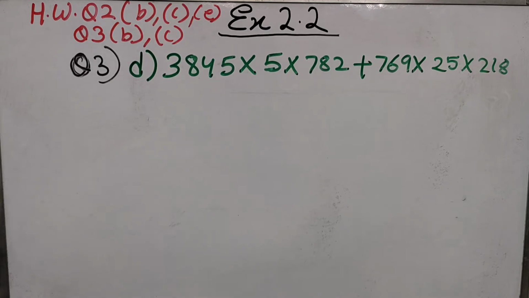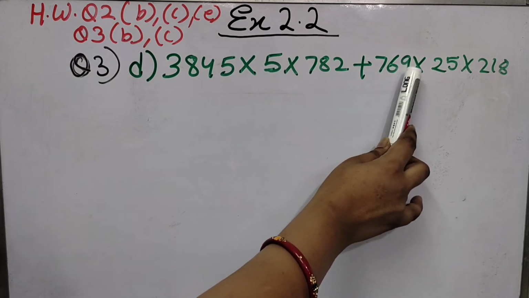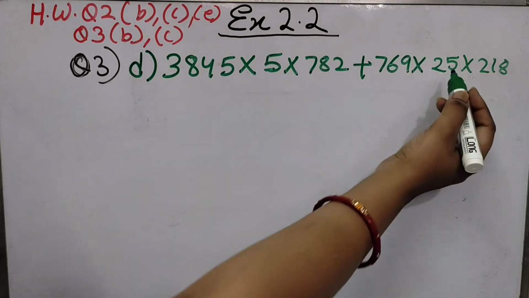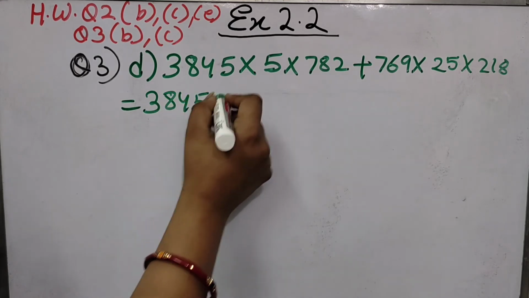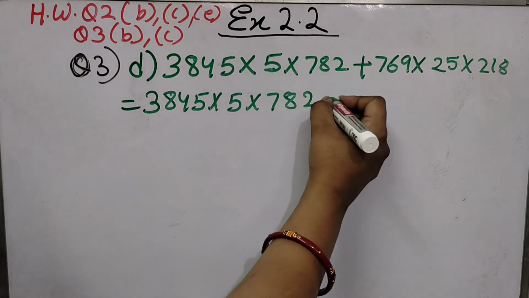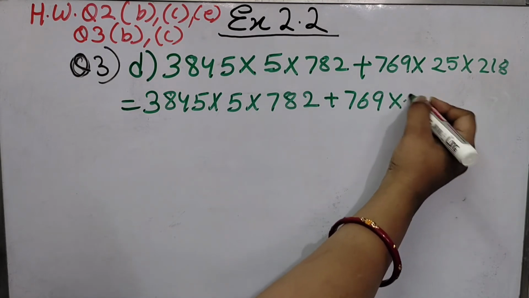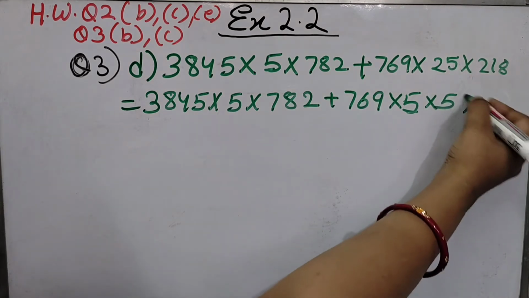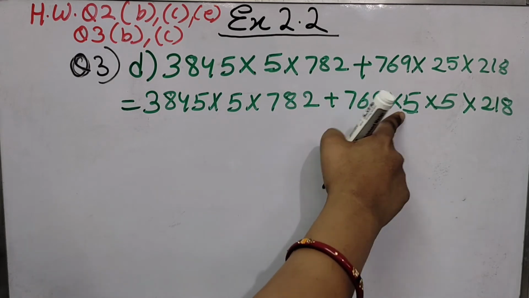Now for that, we can see if we multiply 769 with 5, we will get 3845. But we are not having any 5 here. So what we can do, we can write it as 3845 multiplied with 5 multiplied with 782 plus 769. This 25 can be broken up into two 5s because we know 5 multiplied by 5 is 25.